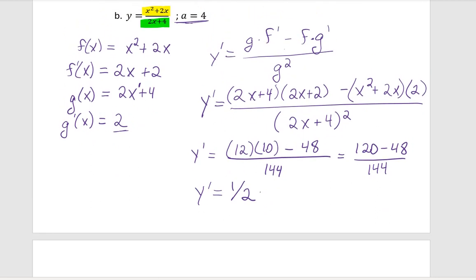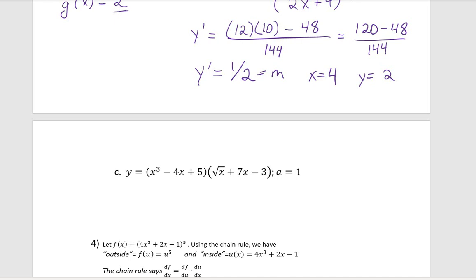I have my m. I know my x equals 4, because that's just my a value. I need to figure out what y would equal. So let's see, if I plug 4 into here, I'm going to have 4 squared plus 2 times 4, which would give me 24, and then I have to divide that by 2 times 4, which would be 8, plus 4, which would be 12, so my y value is going to be 2.